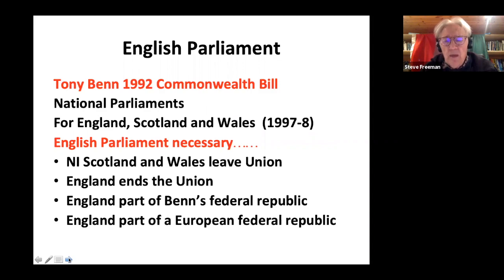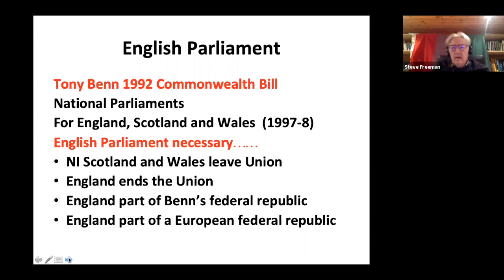So then, of course, what happens is that in 1997, 1998, you get parliaments for Scotland and Wales introduced by Tony Blair. And you get the Good Friday Agreement as well at the same time. So you get a new sort of settlement. So in a way, the English Parliament has been, for some reason, left out of Blair's story.